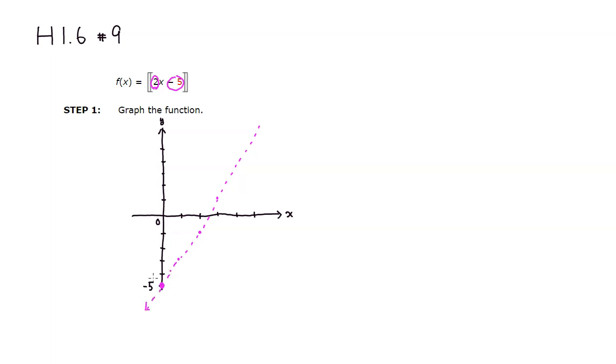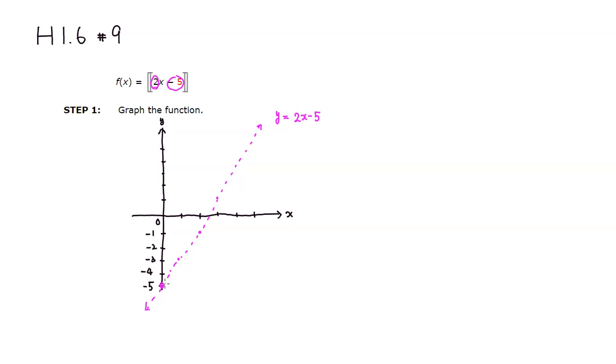So this is the graph of y equals 2x minus 5. But that's not what we want, right? The greatest integer function takes the largest integer less than or equal to the function value. So if you look at this part, maybe I should put the values here: -4, -3, -2, -1, and so on.